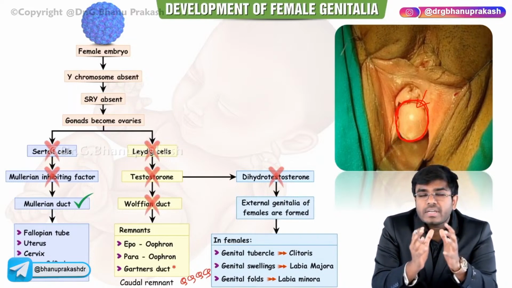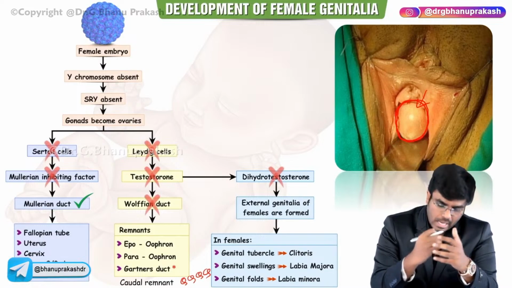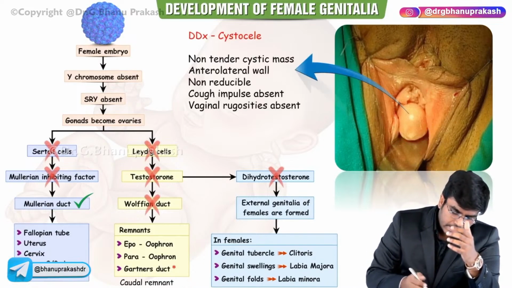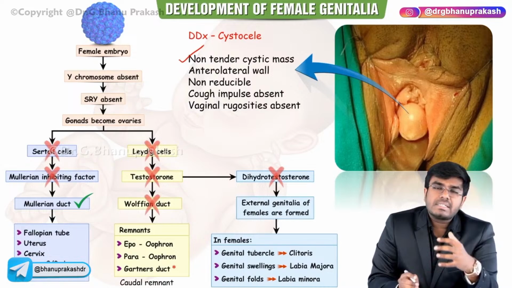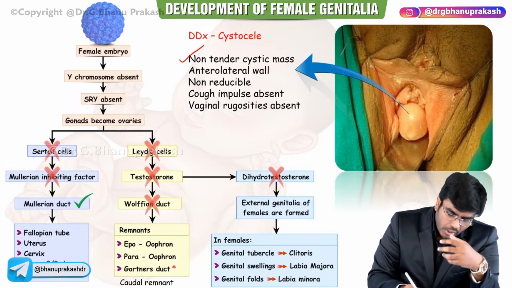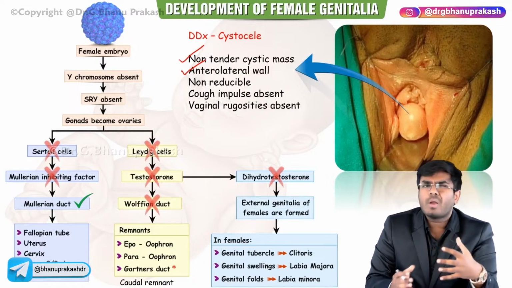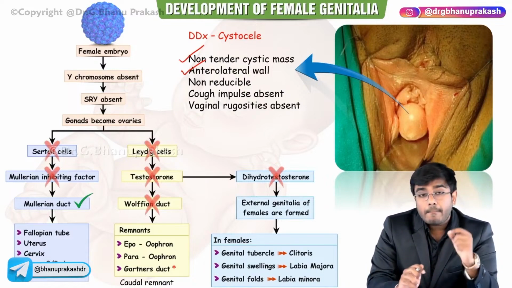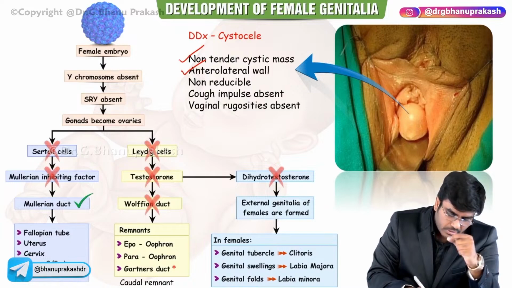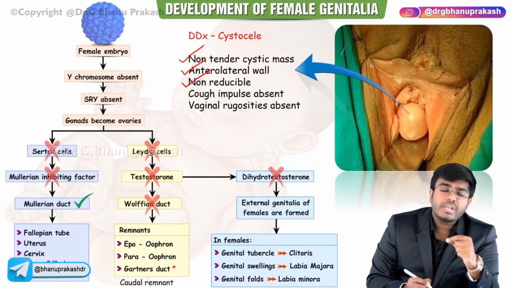So, how to differentiate between these two conditions? Please concentrate: the Gartner's duct cyst is a non-tender cystic mass which presents in the anterolateral wall, or mostly the anterior wall, of the vagina. But it is non-reducible. What do I mean by non-reducible?